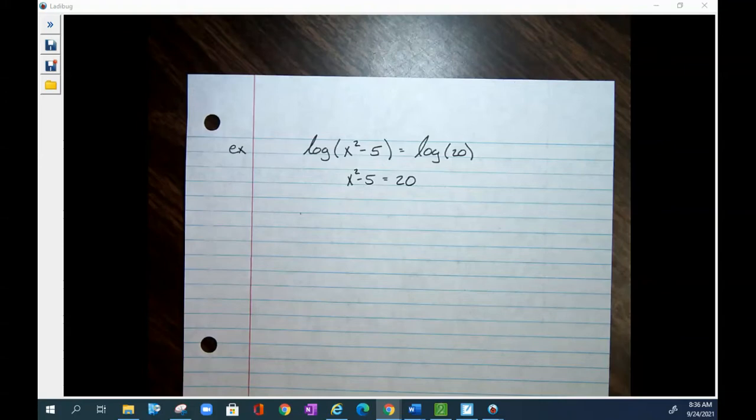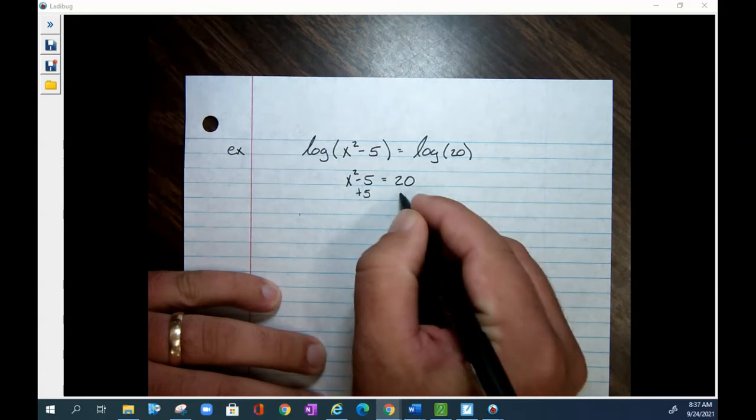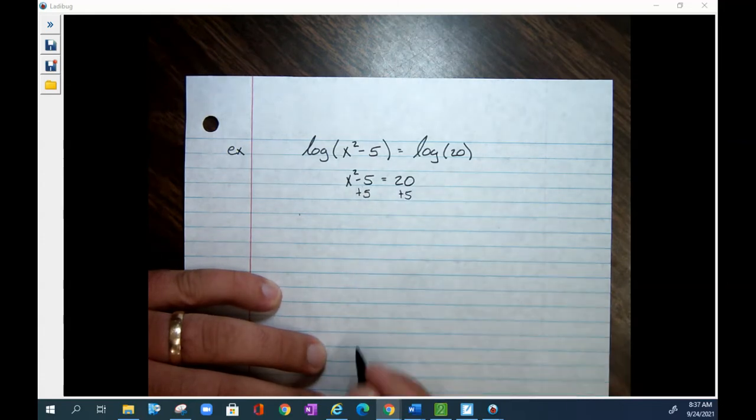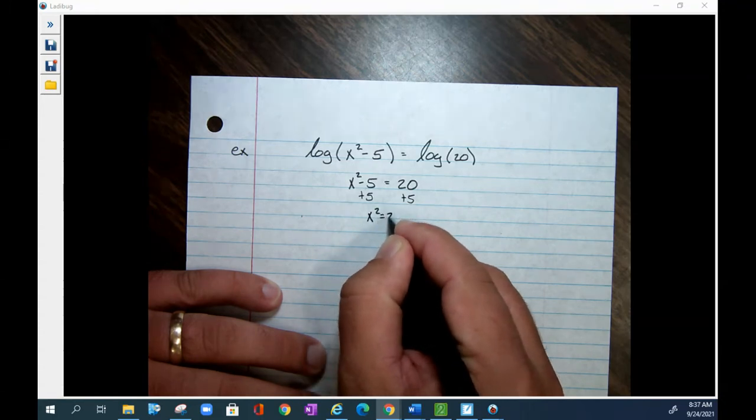One thing that I need you to remember on these, so we're solving a square root equation: I do not intend on giving you any that you have to factor to solve or to use the quadratic formula to solve. You technically could in this, but I'm going to keep it just to where it's solving by square root. Add 5 to both sides, so I get x squared equals 25, right?